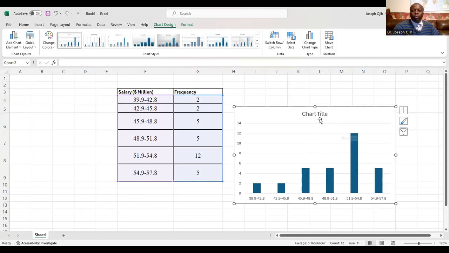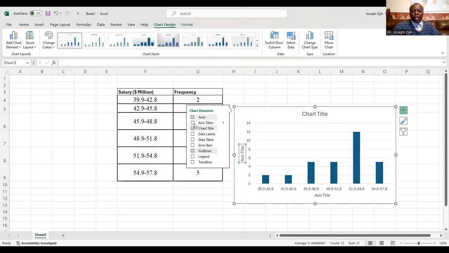Excellent, excellent. So we have the histogram now. Now we need to give it a title. You see this plus sign here? We click on it, and it will give you the titles you can put. I want to put the axis title, so I'm going to check this one.